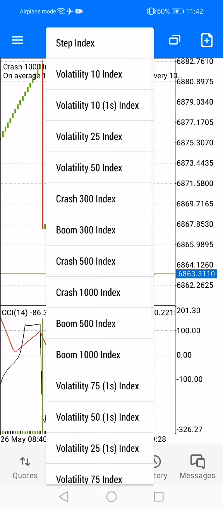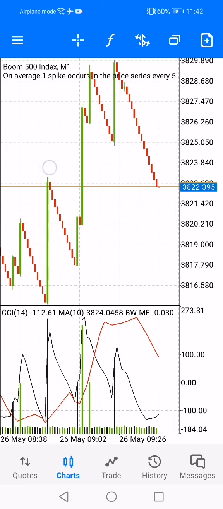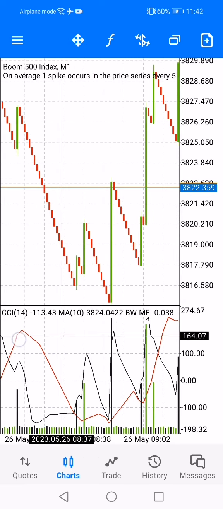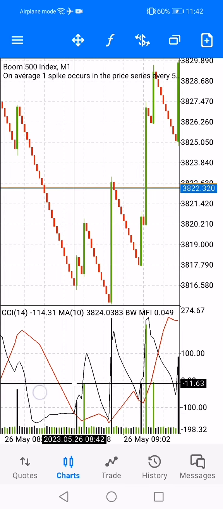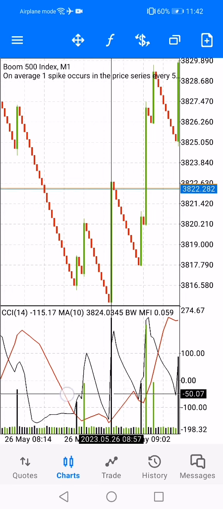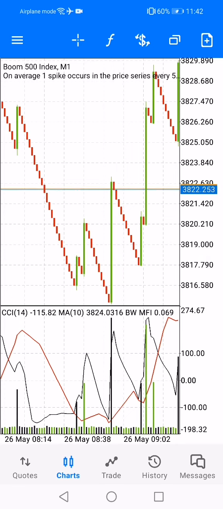This was for crash, right? Let's go to boom. You see, for boom it is the opposite. We are looking for a cross below this negative 100. You get this cross, you get a spike. Okay, you get this cross, you get a spike. Okay, you get this cross, you get a spike. But this is not how I want you guys to look at this.